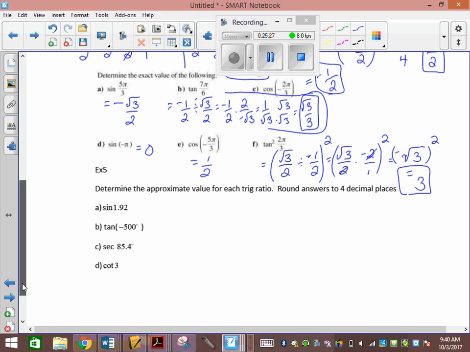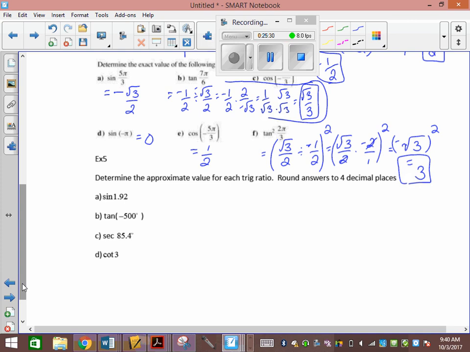Okay, this is the last thing we're going to do today. It's just practicing how to punch them into your calculator. So remember, the moment you press sine, cos, or tan, or second sine, second cos, second tan, your mode has to be in radian or degrees, depending on what the heck it's in, right? So sine 1.92, what does it have to be in? Radians. So go put your calculator in radian mode.